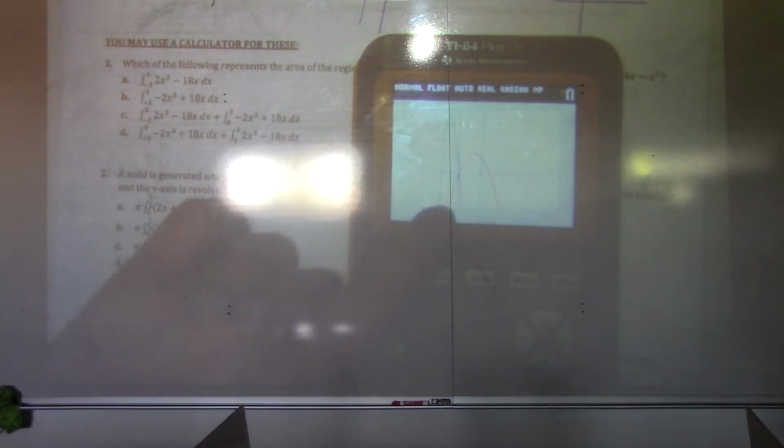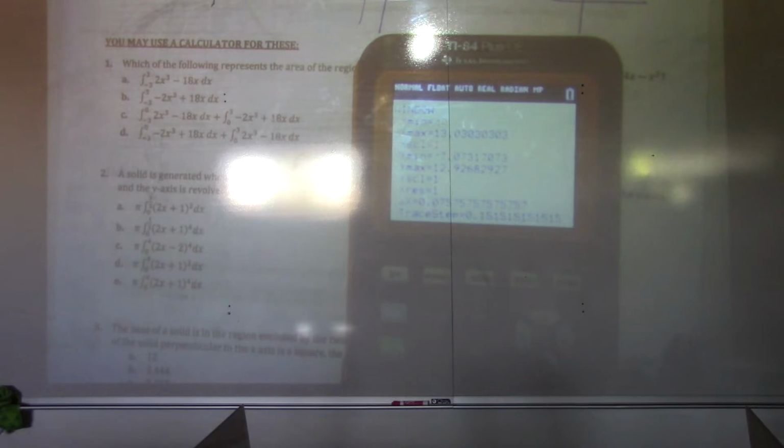Okay, so I can't really see all the intersections, so I'm going to go to window, and I'm going to go maybe from negative 20 to 20 for the y. I think that's enough. I used that earlier with somebody. Alright, so it looks like it's intersecting here and here and here. So I have 3 intersections.